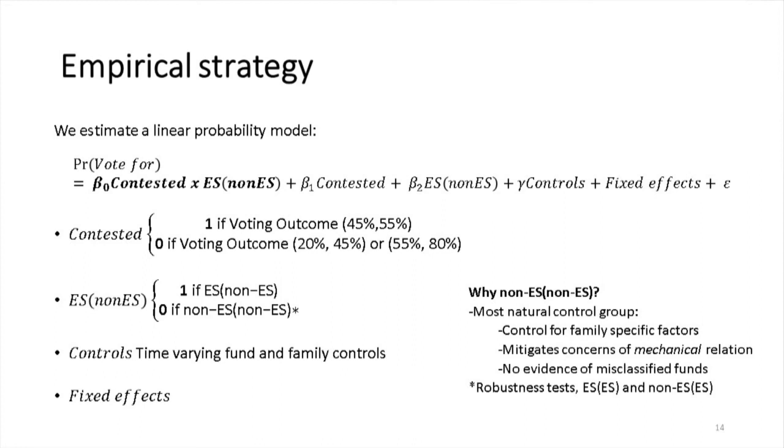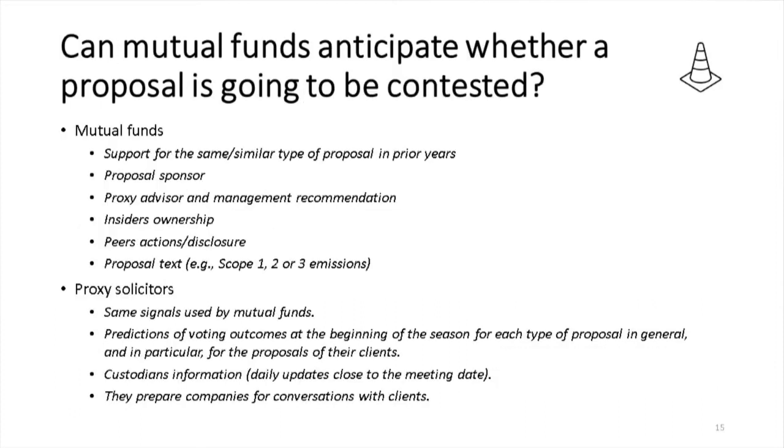Now, we have time varying controls both at the family and the fund level, and we have fixed effects. I will go into the details of the fixed effects with the results. Now, maybe you're wondering, can mutual funds really anticipate the result?